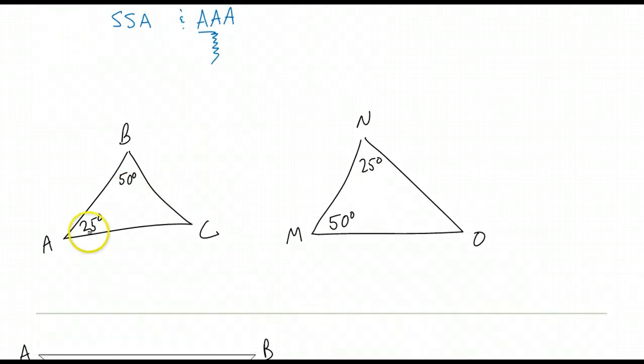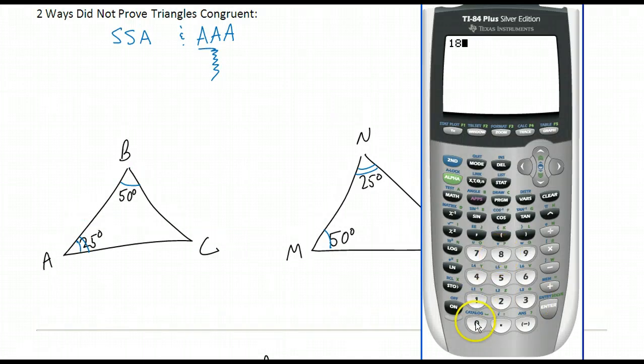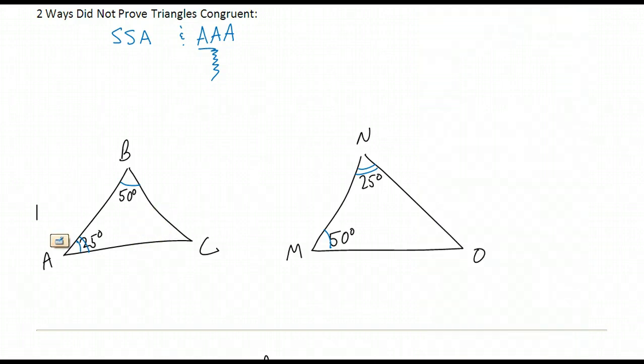If we look at these 2 triangles, between them we have a pair of congruent angles and a second pair of congruent angles. Now, I don't know how big this third angle is between these 2 triangles, but I could figure it out by taking 180 degrees minus 50 minus 25. So this last angle is 105 degrees.